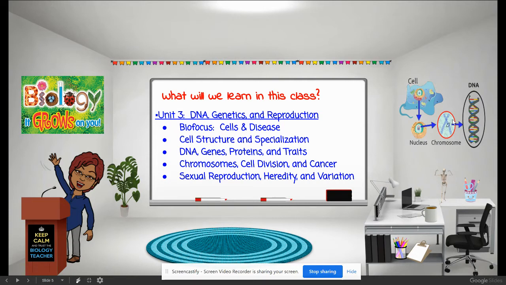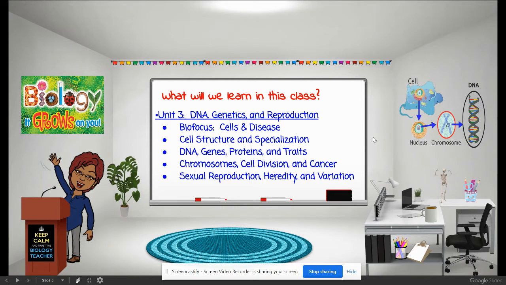We're going to look at these packages of DNA called chromosomes, and we're going to look at how cells divide. We're going to look at the connection between cell division and cancer. And we're also going to look at sexual reproduction, looking at genes and traits and how they're passed from parents to their children, and how those traits can vary as they are passed from parents to children, or offspring as we call them in biology.